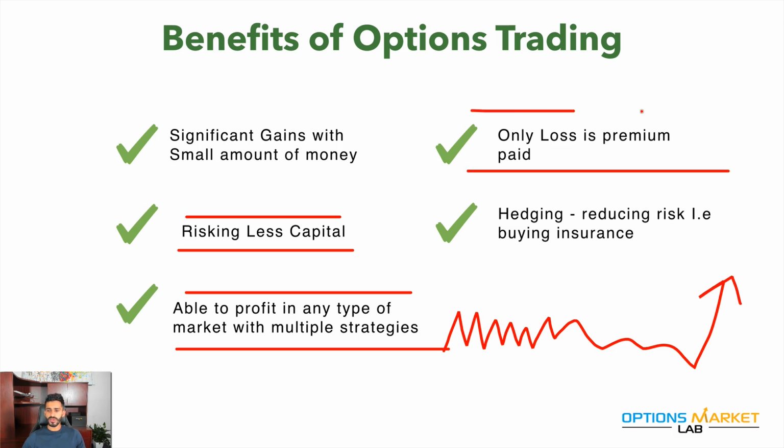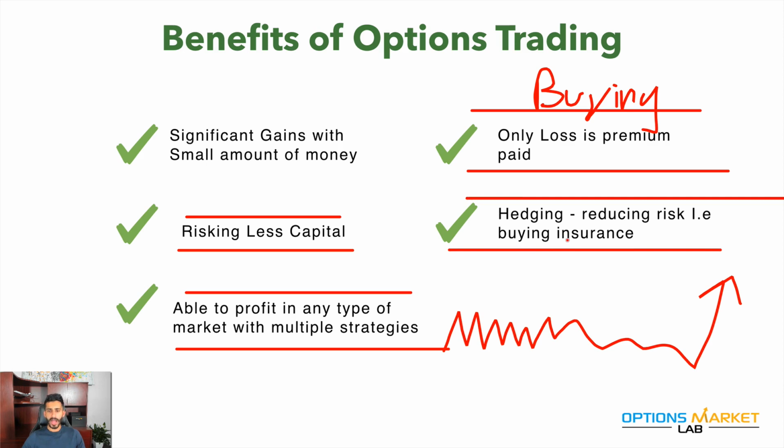Next, your only loss is the premium paid. This is if you are, once again, buying options. If you buy options, your only loss is the premium paid. And then finally, you can hedge using options. Hedging reduces risk. It's basically buying insurance. There are certain hedging strategies that you can apply that will allow you to buy insurance for certain trades. What some people do is they buy a stock and then they buy options to protect their downside. So that's the benefits of options trading.